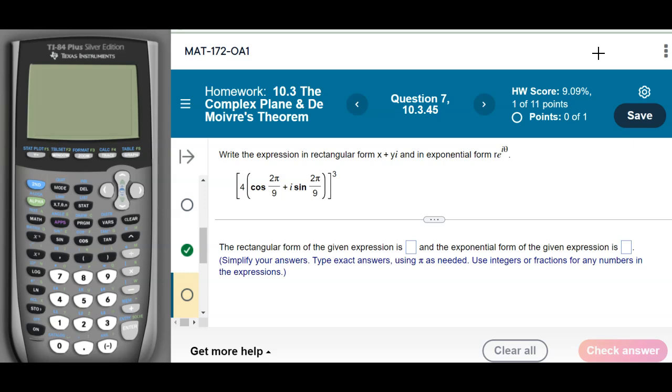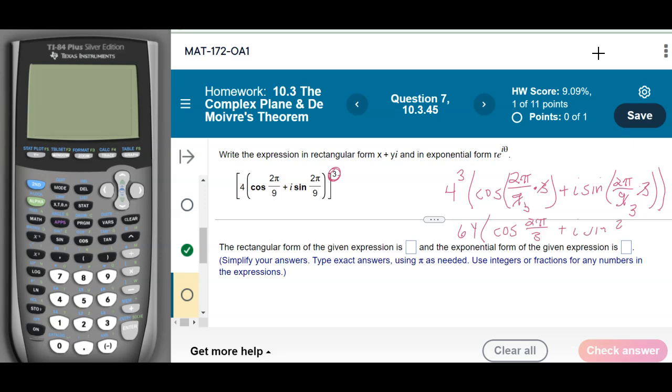So how do we do it mathematically? Well, we cube r, we cube the 4, and we multiply the angles times that power. So instead of it being 2 pi over 9, it's 2 pi over 9 times 3. That's our new argument, plus i times the sine of 2 pi over 9 times 3. So there's our new polar coordinate. 4 cubed is 64, and the 3 goes into the 9 3 times in both cases. So we have 64 times cosine of 2 pi over 3 plus i times the sine of 2 pi over 3. So that's the new number in polar form.